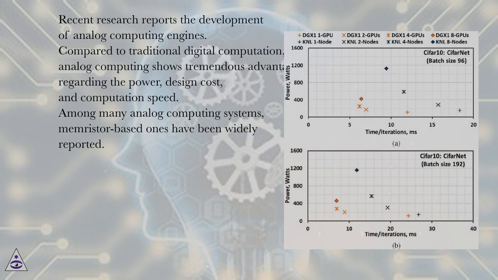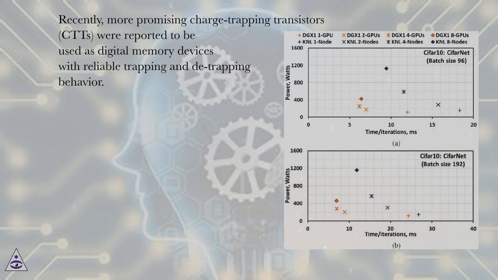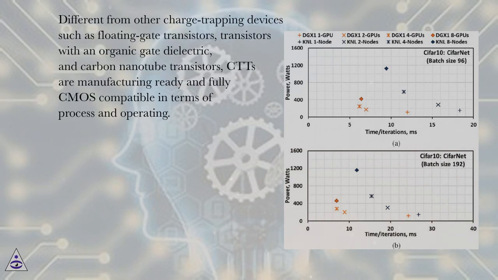Among many analog computing systems, memristor-based ones have been widely reported. Recently, more promising charge trapping transistors, CTTs, were reported to be used as digital memory devices with reliable trapping and detrapping behavior. Different from other charge trapping devices such as floating gate transistors, transistors with an organic gate dielectric, and carbon nanotube transistors, CTTs are manufacturing ready and fully CMOS compatible in terms of process and operating.